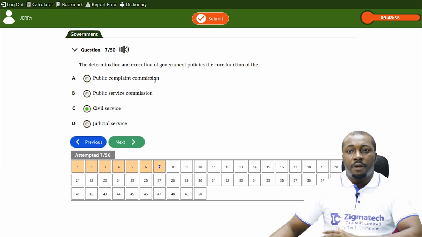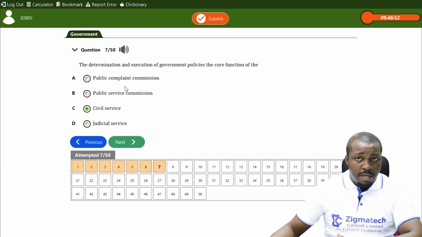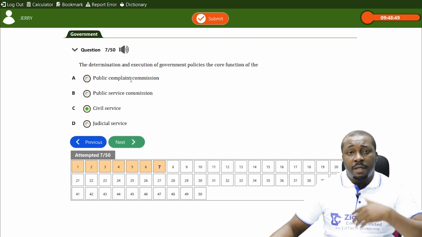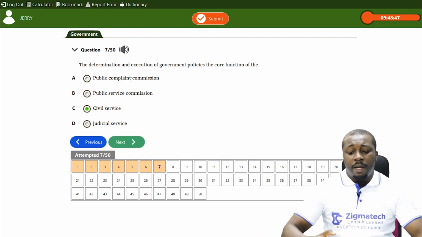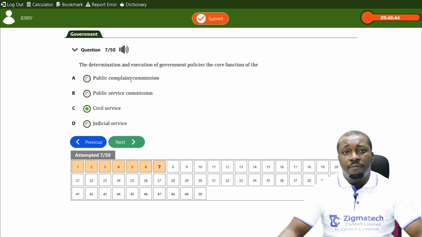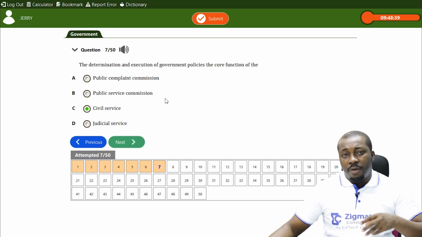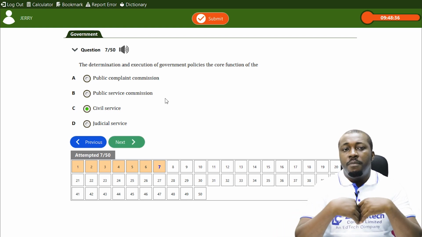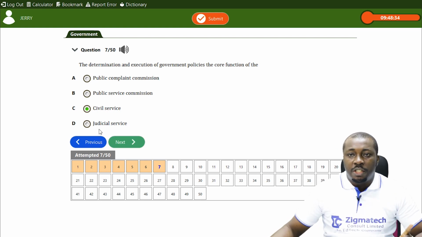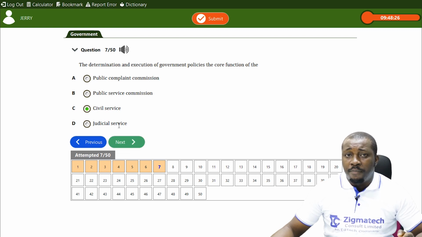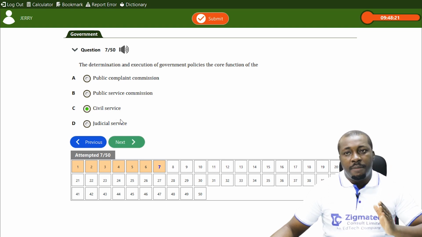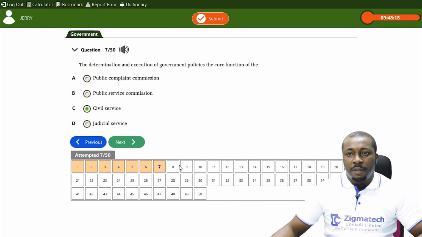Now, it's not the Public Complaint Commission, which is the ombudsman. This is the body responsible for receiving complaints from the public on the abuse of rights by civil or public servants. It's not the Public Service Commission, which is the body that recruits public servants. It is not the Judicial Service, which is the body that advises the government on appointment and promotion of judges. So it is the civil service that is responsible for determination and execution of government policies.